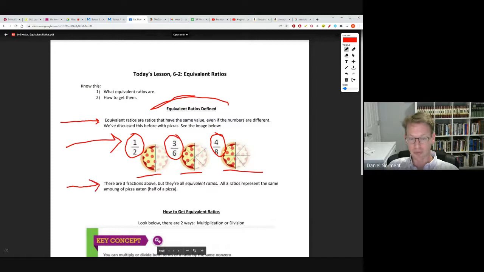So there are three fractions above, but they're all equivalent. All three ratios represent the same amount. Oh, that should say amount. That should be the T. It's not a G. I'm a moron, and that's okay. You already knew that.